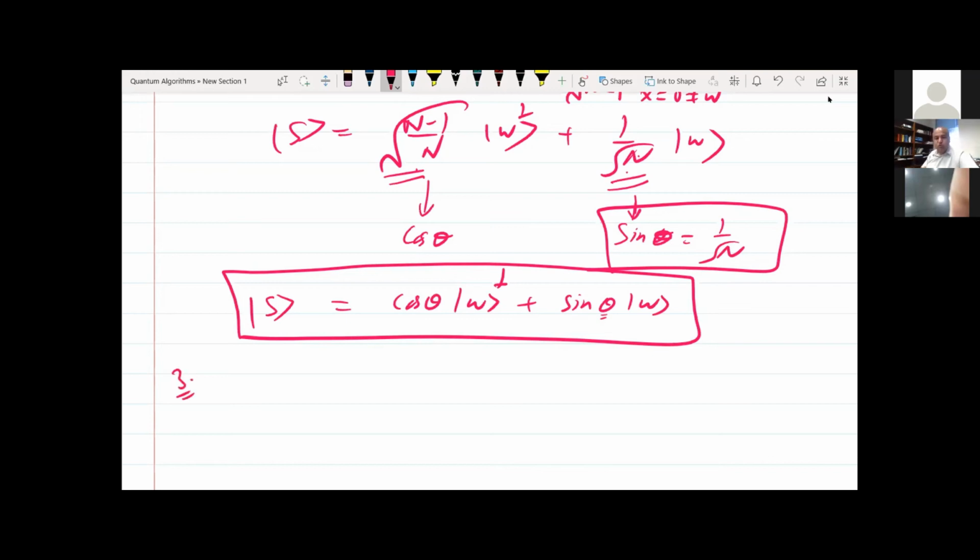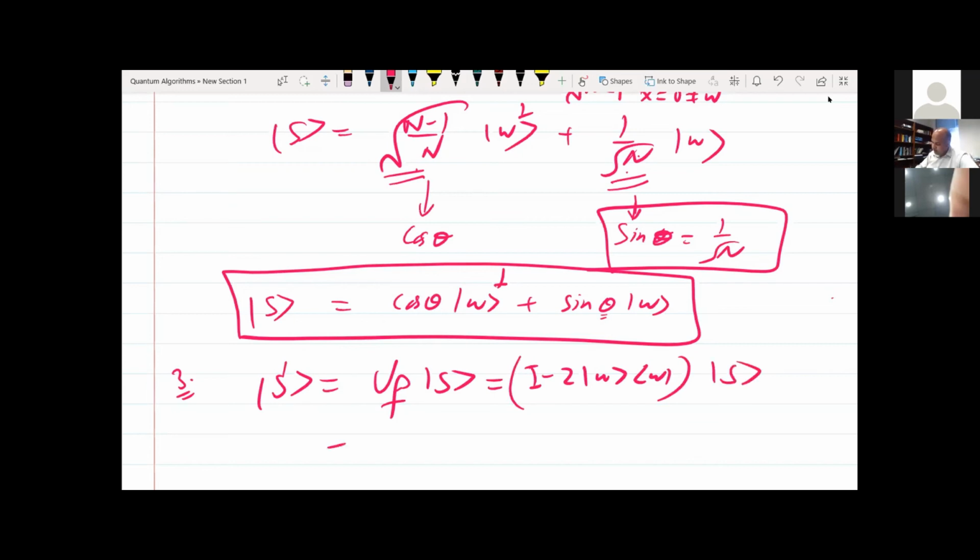All right, so let's now go to step number 3. In step number 3, I have to compute the next state. Let's call it some S prime, which is just the UF operated on S. And UF, if you recall, was nothing but I minus 2 W W into S. So when this I operates on this S, I get cos theta W perpendicular plus sine theta W.